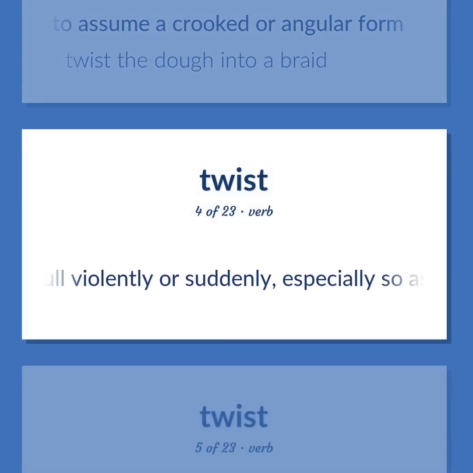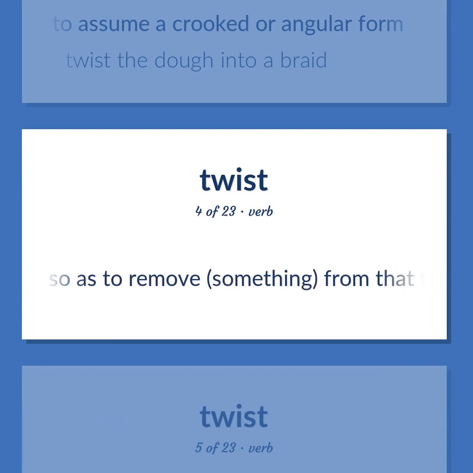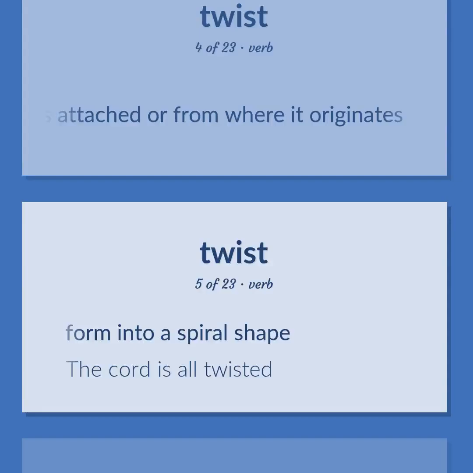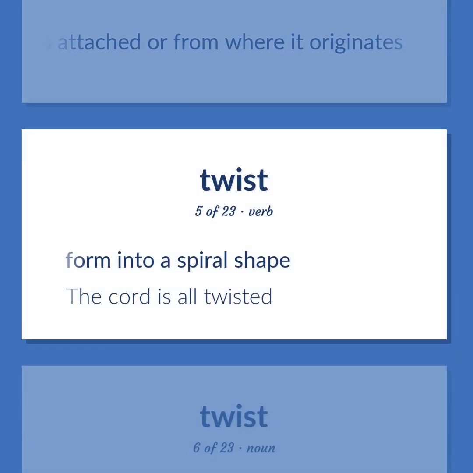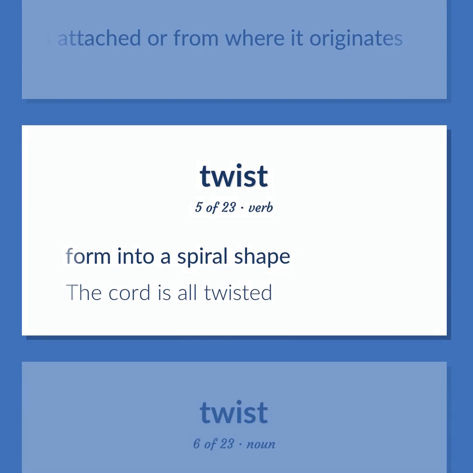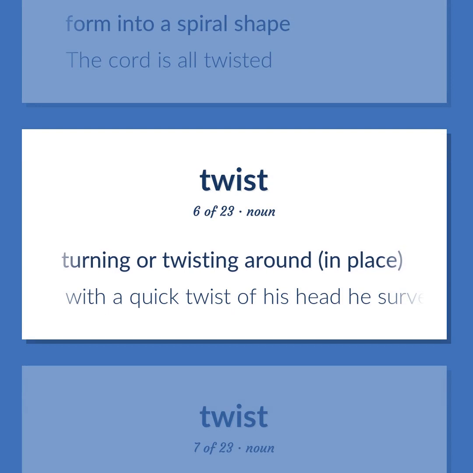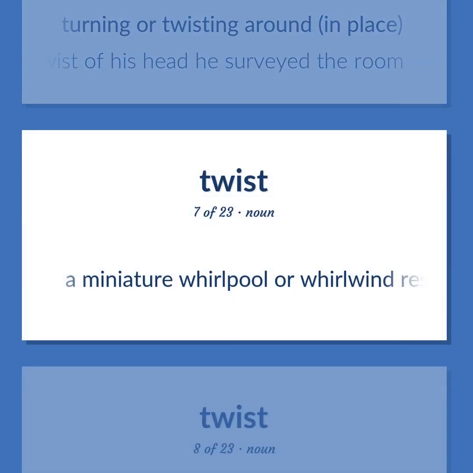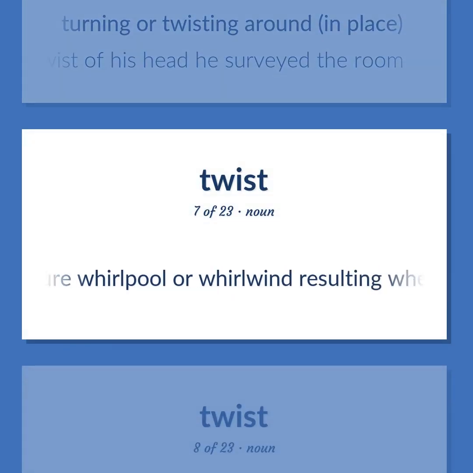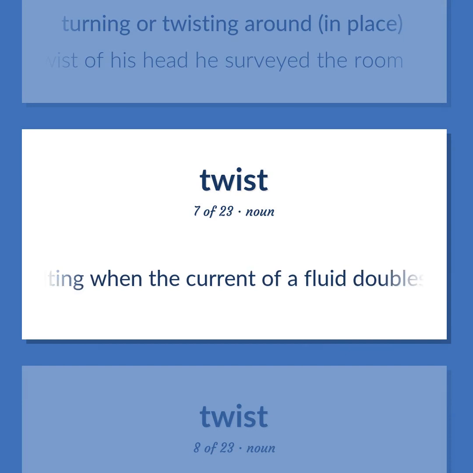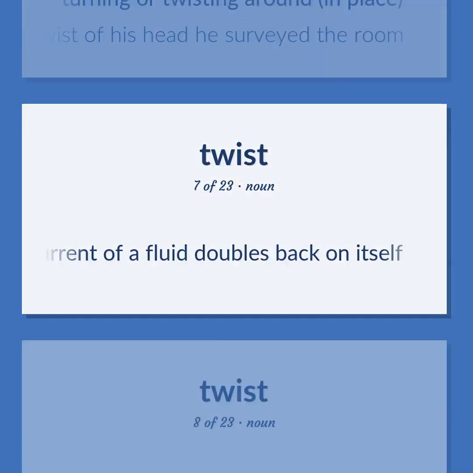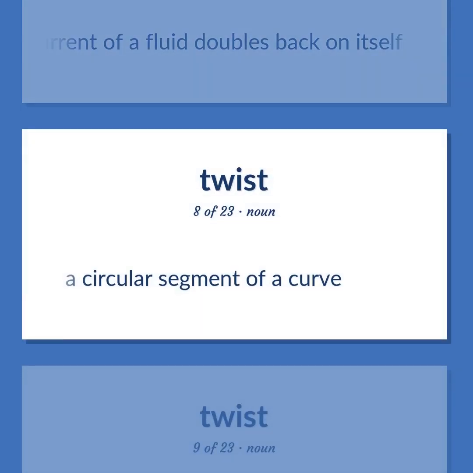Twist or pull violently or suddenly, especially so as to remove something from that to which it is attached or from where it originates. Form into a spiral shape. The cord is all twisted. Turning or twisting around, in place. With a quick twist of his head he surveyed the room. A miniature whirlpool or whirlwind resulting when the current of a fluid doubles back on itself. A circular segment of a curve.